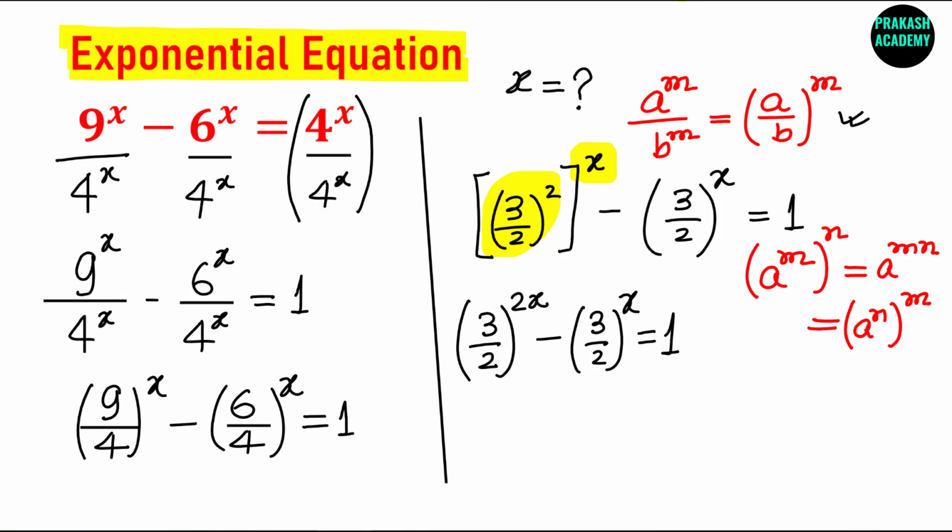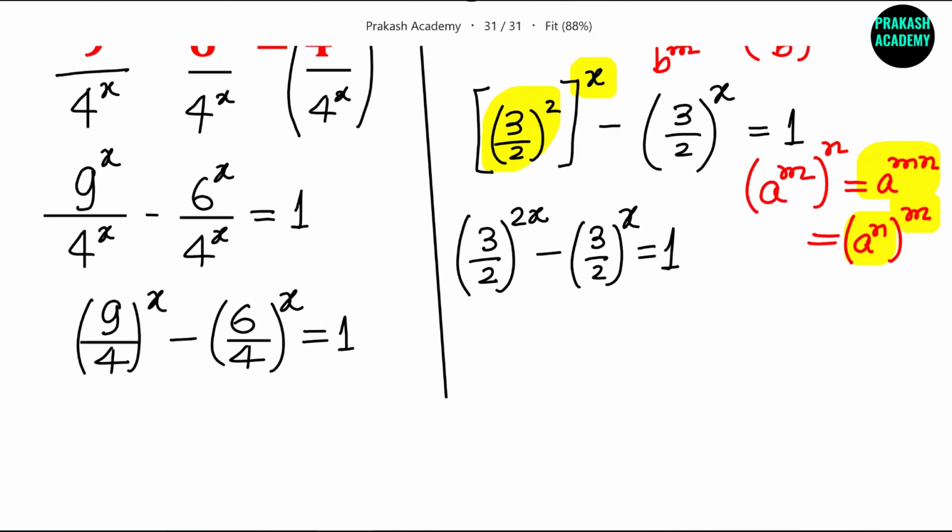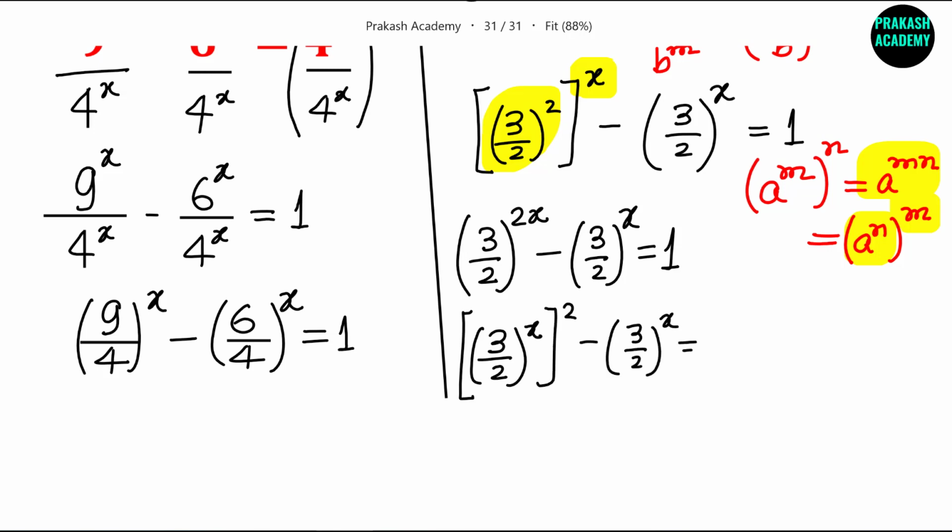But now I can further rewrite a raised to the power mn as a raised to the power n and then whole power m. So if I use this rule, I can rewrite it as 3 by 2 raised to the power x, and the whole power 2, minus 3 by 2 raised to the power x, equals 1. Or if I take 1 to this side, then I will have minus 1 equals 0.